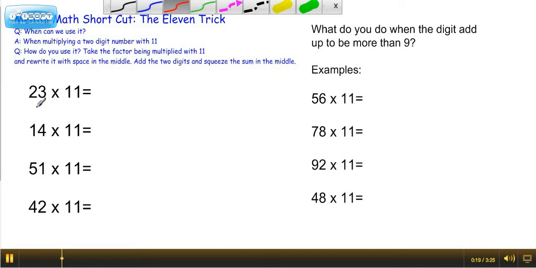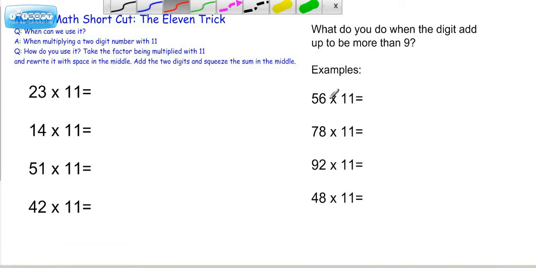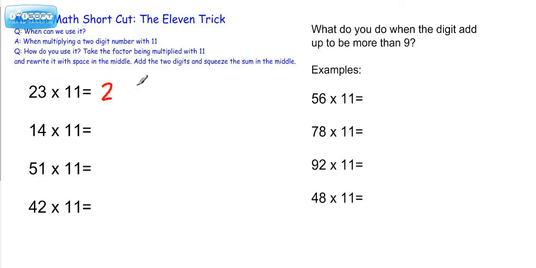So these are all examples of two-digit numbers that we're multiplying with 11. The next question is, how do you use it? You take the factor that's being multiplied with 11. In this case, we're looking at 23. We rewrite those digits, only this time we leave space in the middle. See how we left some space?